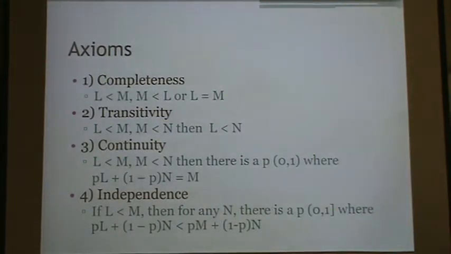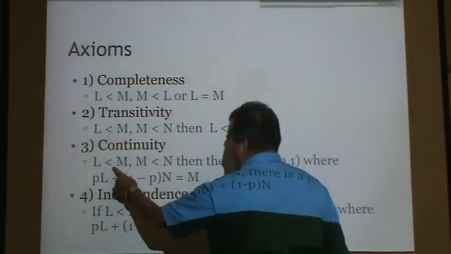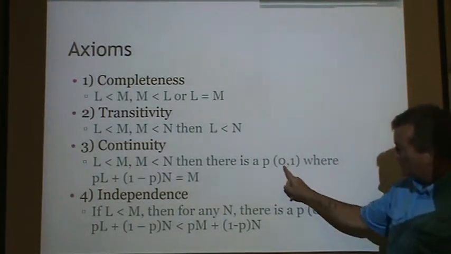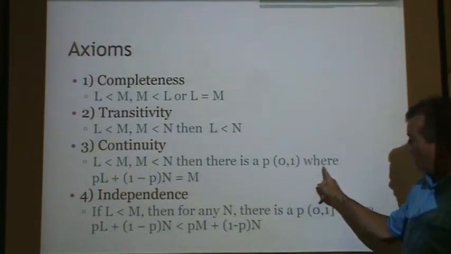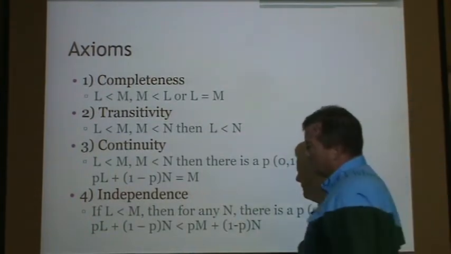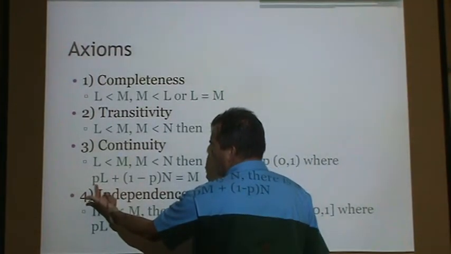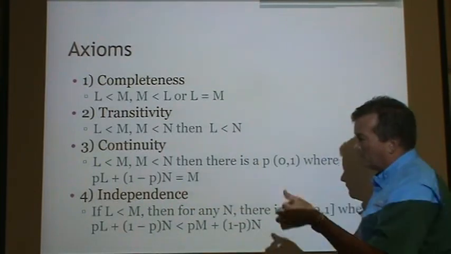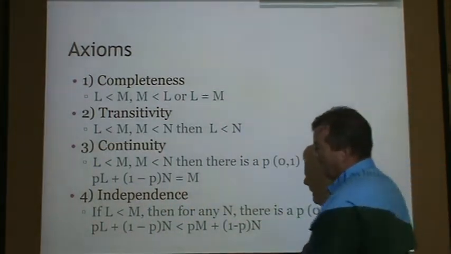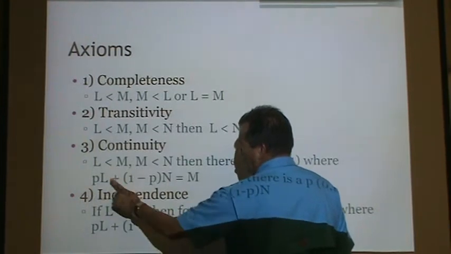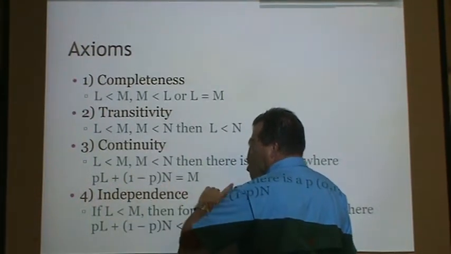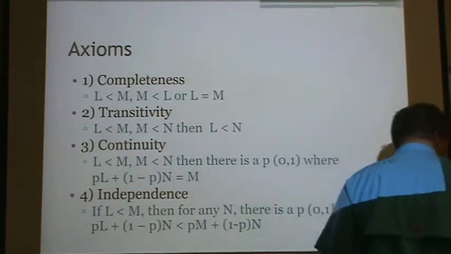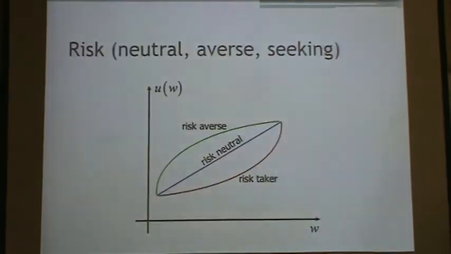And then continuity: if L is less than m and m is less than n, then there would be some probability p between 0 and 1 where I assign that probability times L, say the coin comes up heads, times L, and then 1 minus p is the probability the coin will come up tails, times n. So if L is less than m and n is greater than m, I could find some probability where if I put the two weights, they would equal each other.